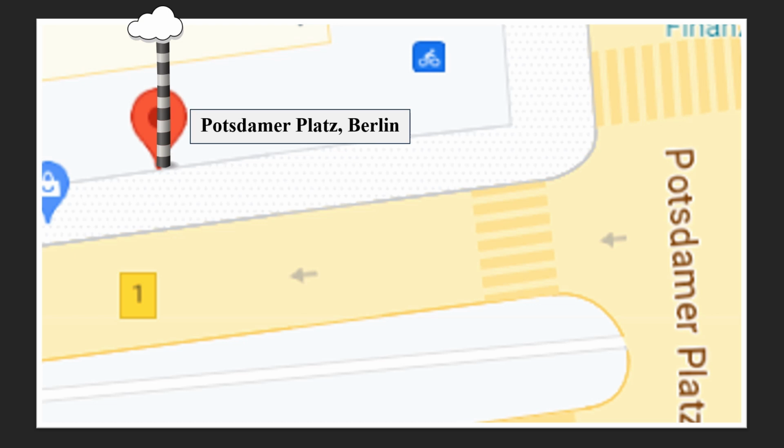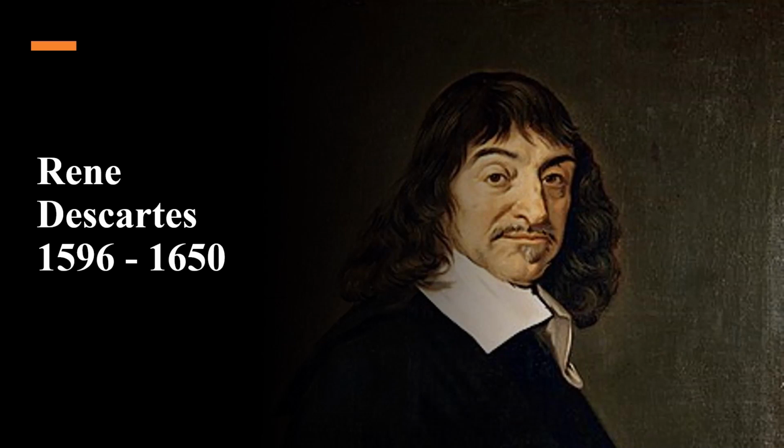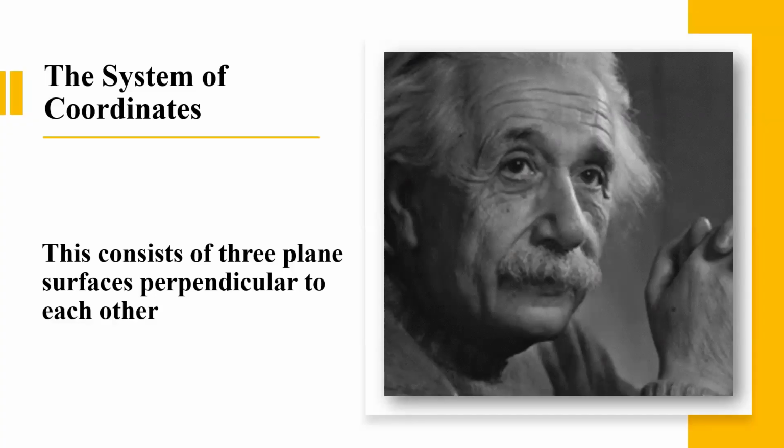For precision, however, in the exact description of the cloud's position, we need a system of numerical measures. And in the physics of measurement, this is attained by the application of the Cartesian system of coordinates. The Cartesian coordinate system, being named after René Descartes, the French philosopher, scientist and mathematician. Einstein goes on to describe this system in more detail.